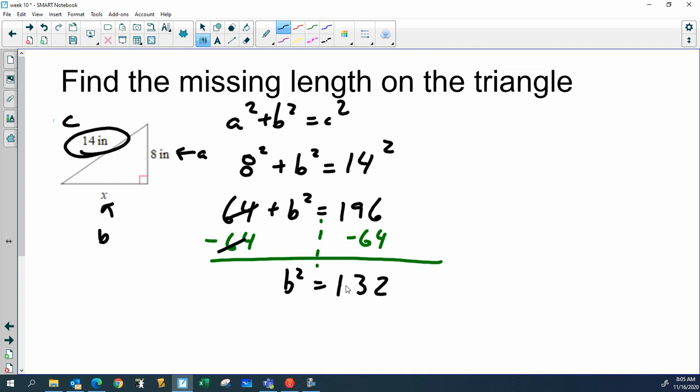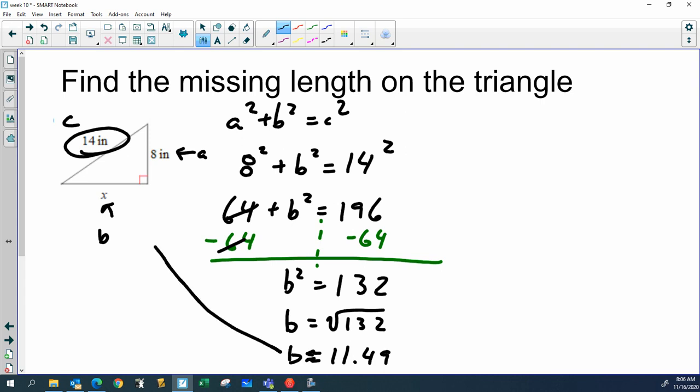132, okay? At this point, I take the square root of both sides just like I would do in the last problems. So b equals the square root of 132. Type that into my calculator, and it looks like I get 11.489, so 11.49 or 11.5. We'll go with b equals about 11.49. Okay, that is the length of our b.